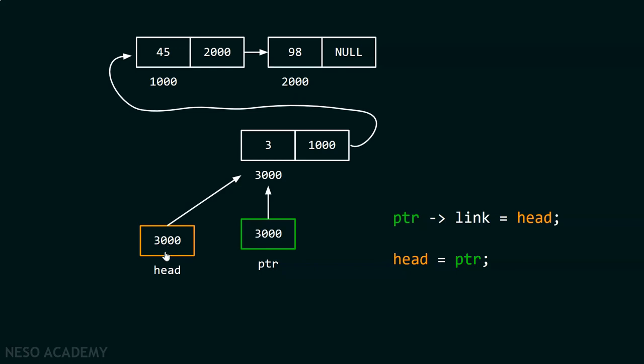If you update the head first, then it will point to this node, which means now it contains this address 3000. You actually lost the reference of the first node of this list. There is no other way to access this node any further. That is why it is important to update the link part of this node first and then after that you should update the head pointer.